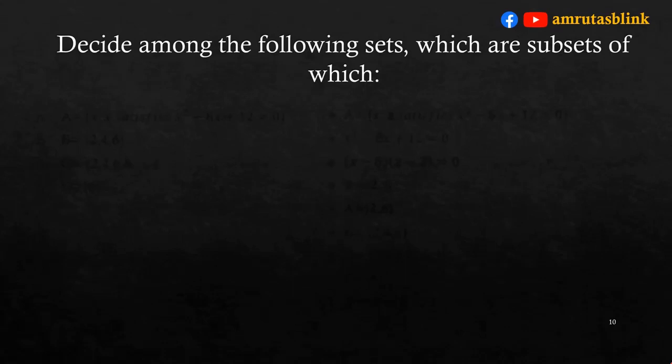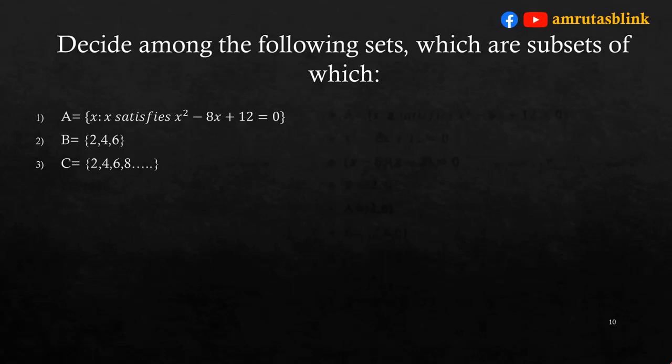Slide number 10. Decide among the following sets which are subsets of which. First question, A is equal to {x such that x satisfies x square minus 8x plus 12 is equal to 0}. B is equal to {2, 4, 6}. C is equal to {2, 4, 6, 8, and so on}. And D is equal to {6}.